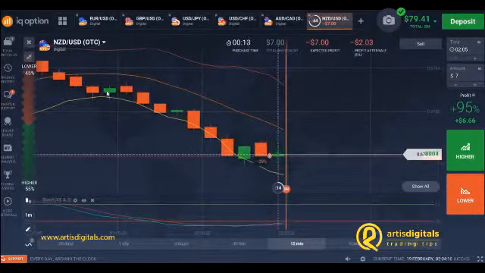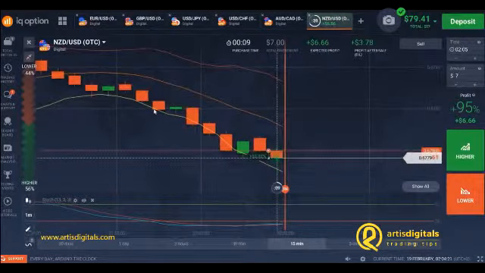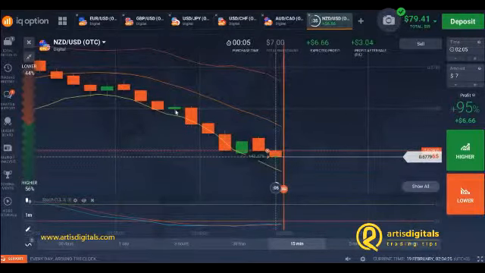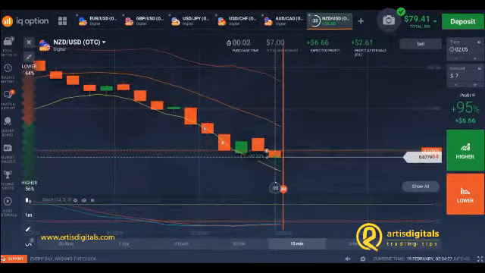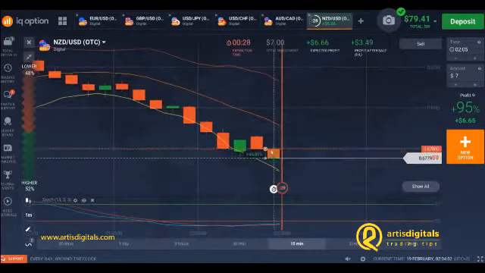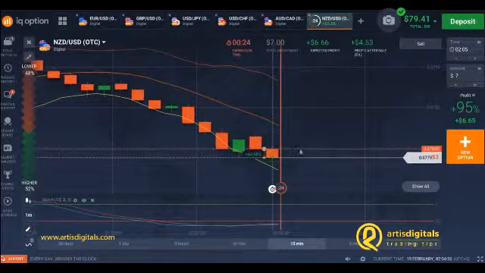Yes, and guys, we won that trade. We are at 93. I think we have one more trade. We are at 15 minutes so that you can see the chart clearly.